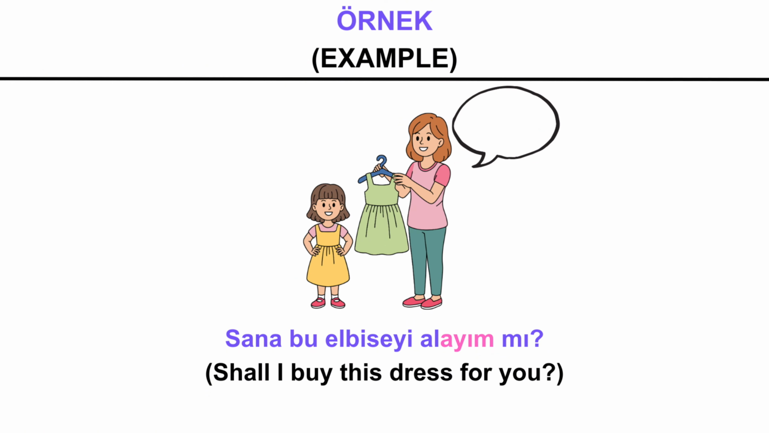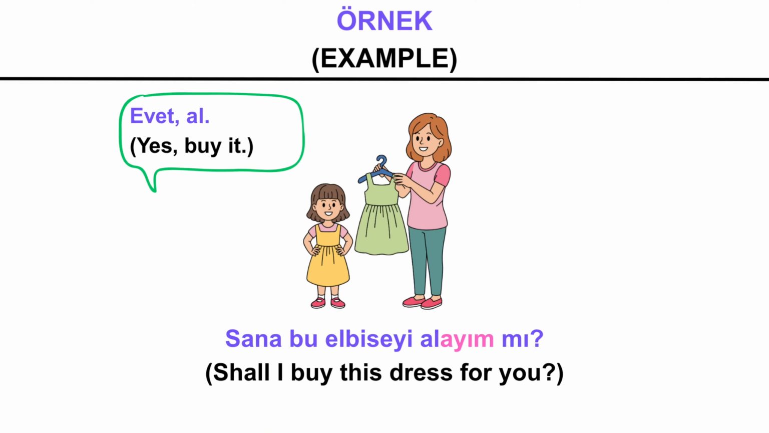Sana bu elbiseyi alayım mı? Shall I buy this dress for you? Now let's see how we answer this. The child can say either evet, al, yes, buy it, or hayır, alma, no, don't buy it.